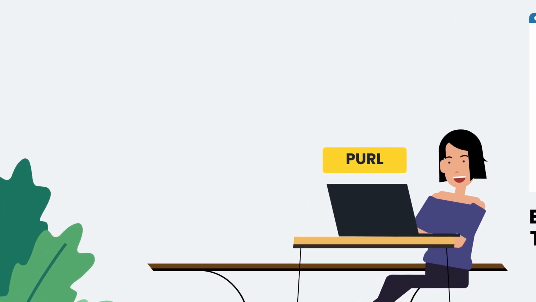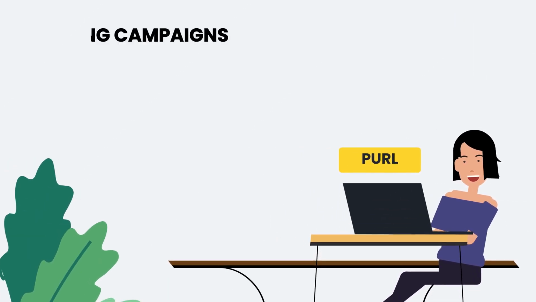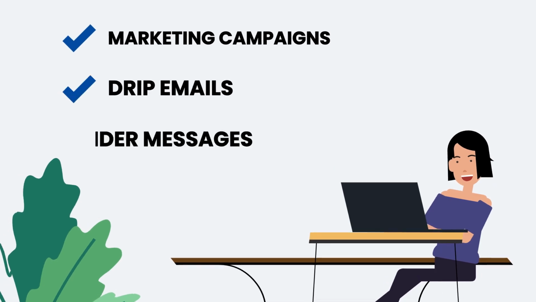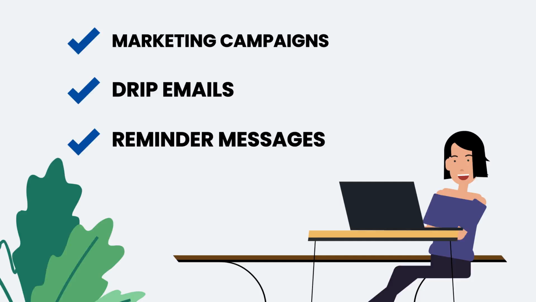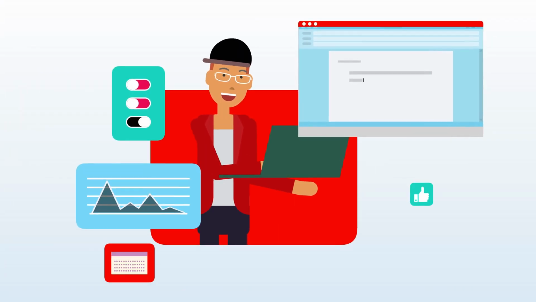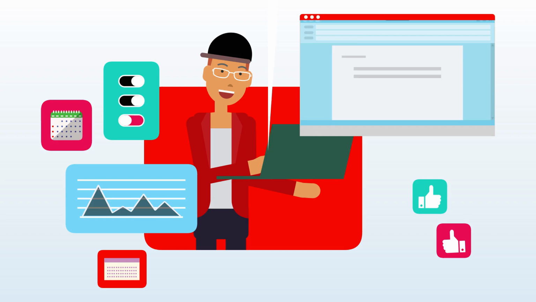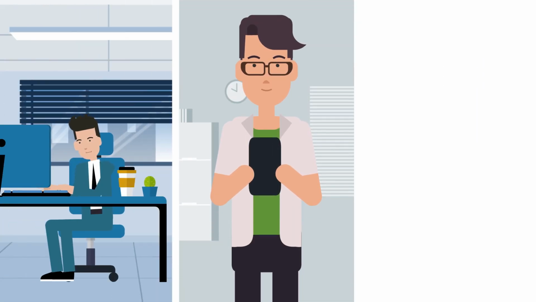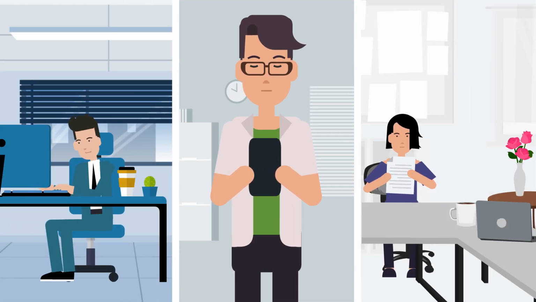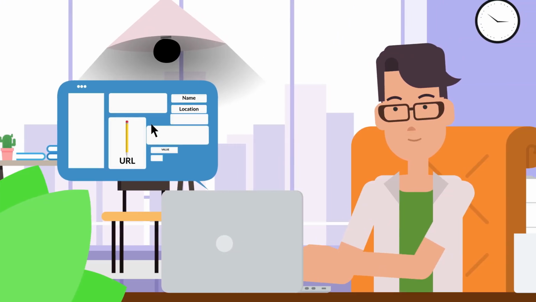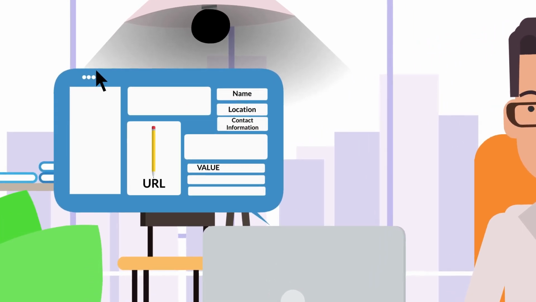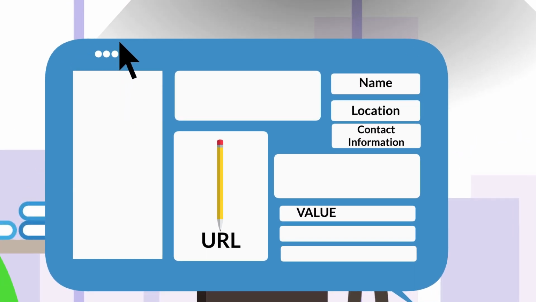Custom values are necessary for agents using PURL, marketing campaigns, drip emails, reminder messages, and any automations because it allows you to update information in just one spot rather than reopening every document, workflow, or automated message that includes that value. Edit your business name, location, contact information, and other existing values by clicking on the 3 dots to the left, selecting the Edit Pencil icon, and adding the URL in the section labeled Value.